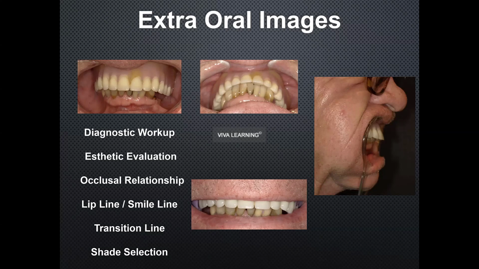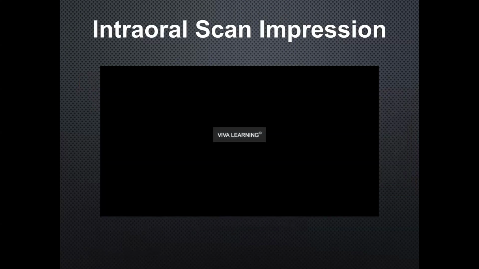So in this diagnostic workup, we really got to look at our aesthetic evaluation, our occlusal relationships. When we want to have anything full arch, we want to have a balanced occlusal scheme with minimal to no overlap or overjet, flat plane occlusion. You really want to pay attention to your lip line and your smile line. This is a transition line, so you want that patient to smile as wide as they can. You want to make sure that all your planning is such that when you're finished, his transition line is going to be hidden up under his lip.